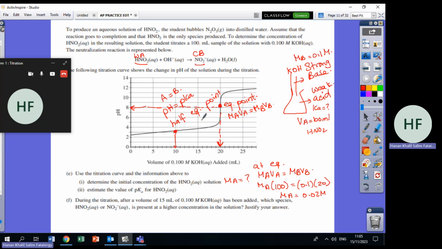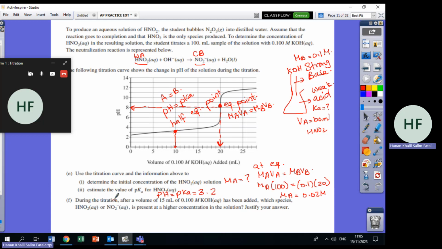But at half equivalence, we said this is considered the buffer region. The buffer is a weak acid and its conjugate base, and these two are equal at the half equivalence point. Okay, so what is the pH here? I think it is 3.2. So pH is equal to pKa, which is equal to 3.2, approximately, and there is no unit.